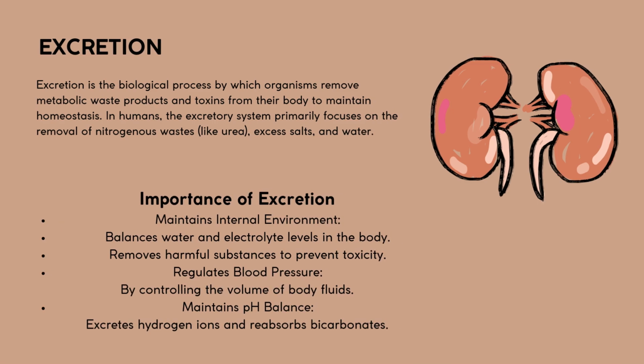So let's start the video with defining excretion. Excretion is the biological process by which organisms remove metabolic waste products and toxins from their body to maintain homeostasis. In humans, the excretory system primarily focuses on the removal of nitrogenous wastes, like urea, excess salts, and water.